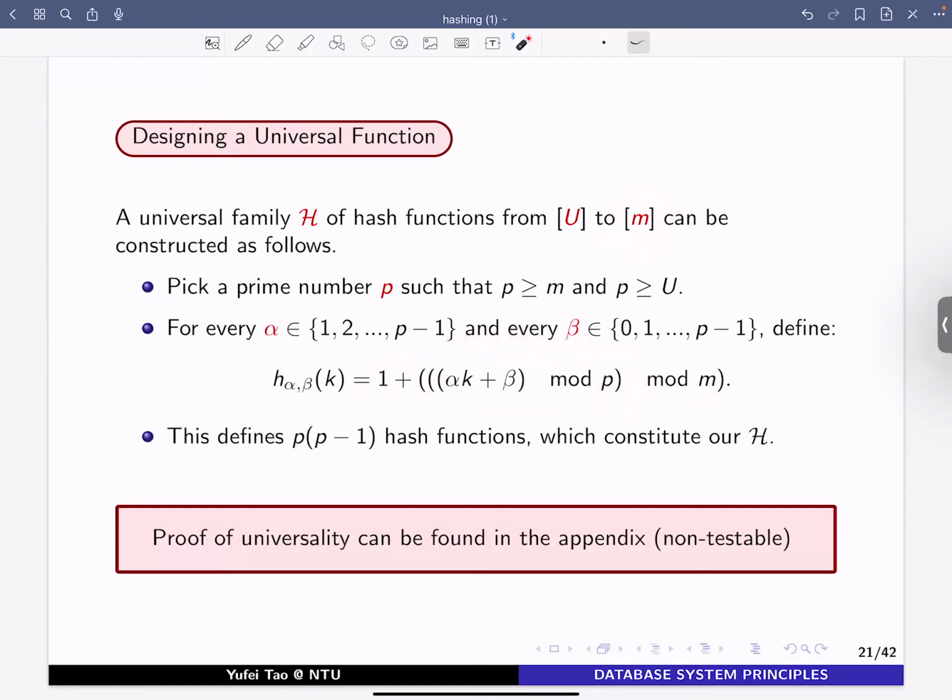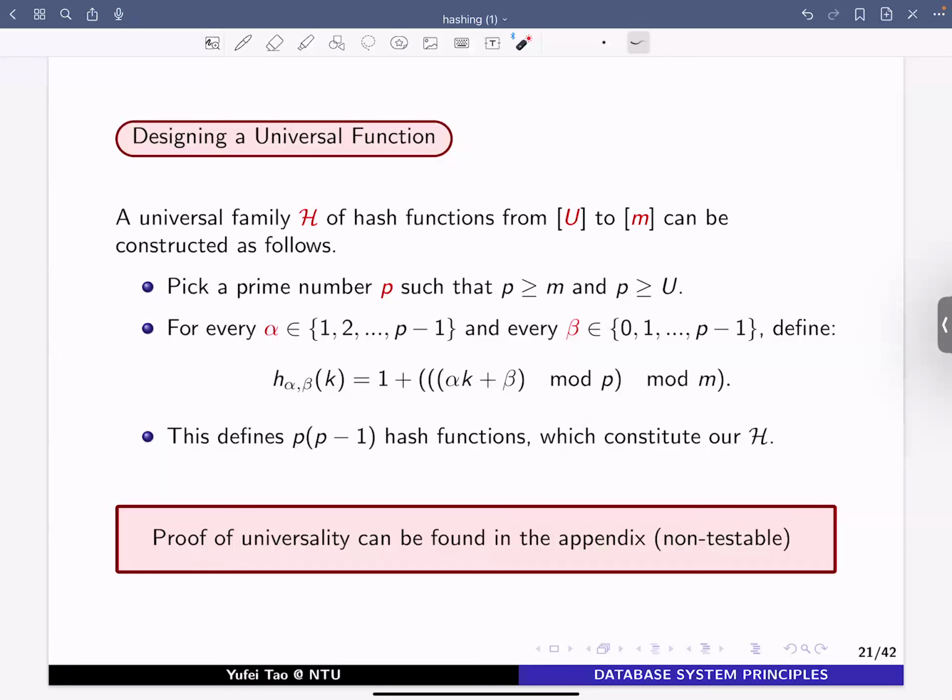As I said, every choice of alpha and beta will define a concrete function. So how can I choose alpha? Alpha is chosen from this set. So you have p minus 1 different choices for alpha. For beta, you have p choices. So all in all, how many choices for alpha and beta combined? You have p minus 1 times p different choices here. So this is the size of the hash family. As you can see, this is a large hash family.